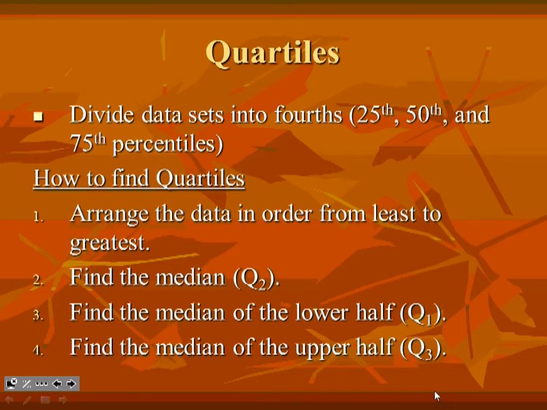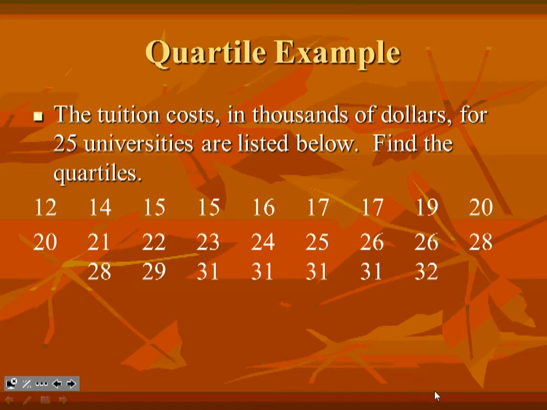All right, so let's look at an example. It tells us here in the paragraph we have 25 different numbers. These represent the tuition costs in thousands of dollars. So these numbers are not 12, 14, 15, they're 12,000, 14,000, 15,000, etc. They would like us to find the quartiles. What do we need to do first? Find the minimum and the maximum.